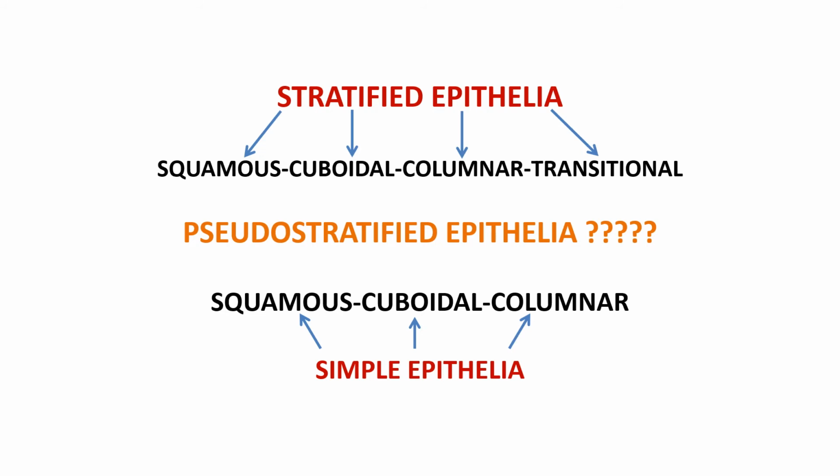There is one more epithelium known as the pseudo-stratified epithelia. It's a single layer of epithelium, but it gives a stratified appearance because of the termination of the cells at different levels. But all the cells stand on the basement membrane but end at different levels. So that's why it is pseudo-stratified epithelia, which is in between the stratified and simple epithelia.